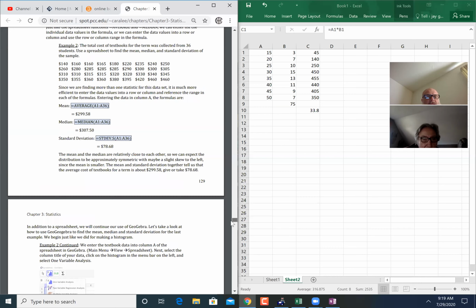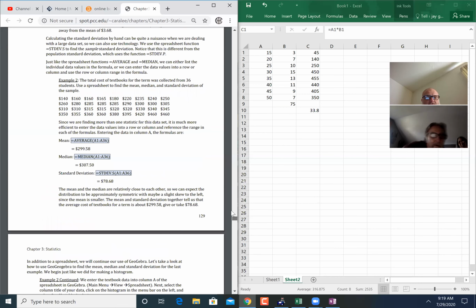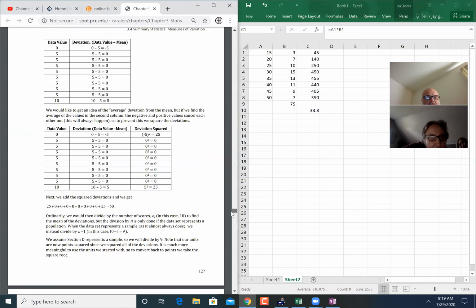Okay, so this is how you do standard deviation, of course, if they're all together like that. But here, aha. Yes, here we go.